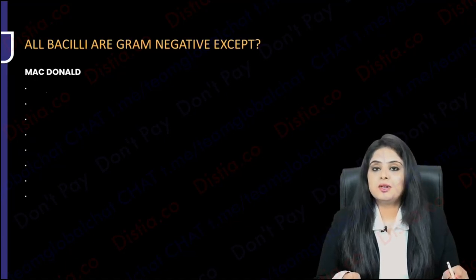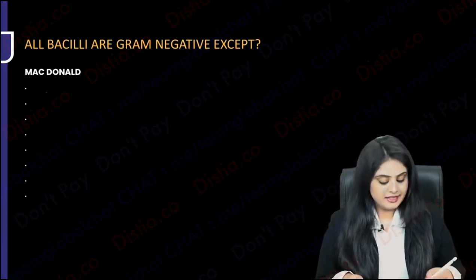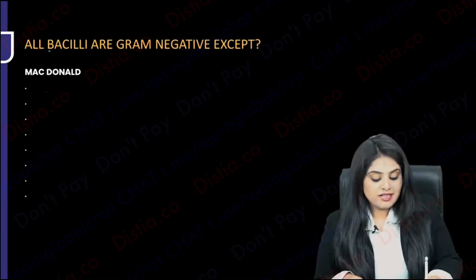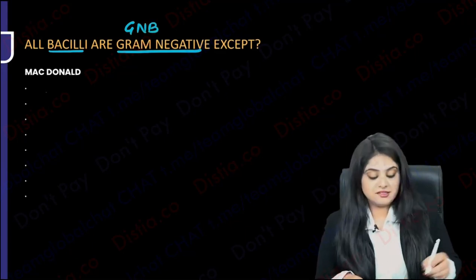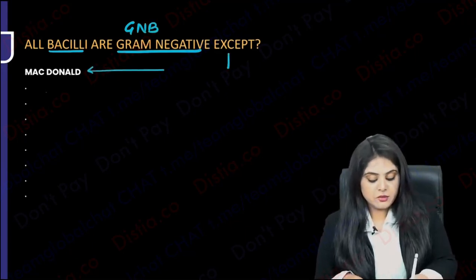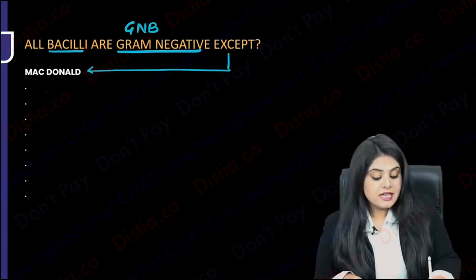Having discussed all the cocci, let's begin with our discussion of the bacilli. As I've told you earlier, all the bacilli are gram-negative. So all the bacilli that we have are gram-negative bacilli except for a list that I'm going to discuss with you called McDonald's. And McDonald's are going to be the gram-positive bacilli.